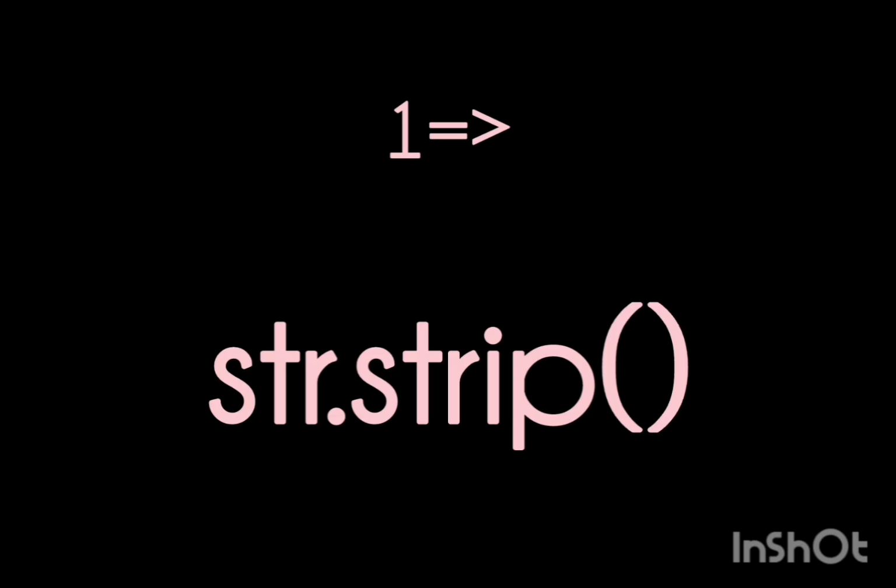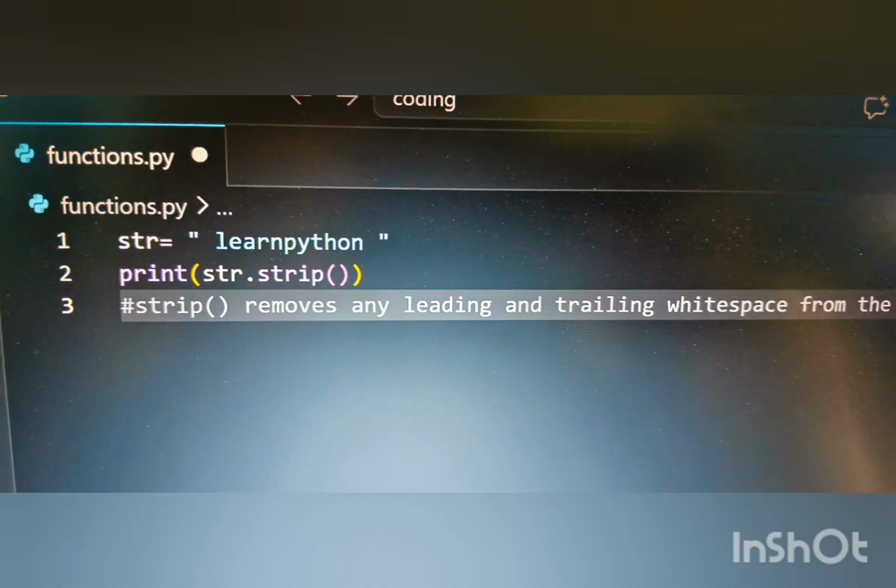Next function is strip. Strip is the function which is used to remove the spaces which are in the starting and in the ending of the string which we will give. So here the first example I have taken is str, space learn python space. The second line is saying print str dot strip. So what will this do? This will remove the space which is in the starting of the string, that is before L, and the space which is after N of Python.